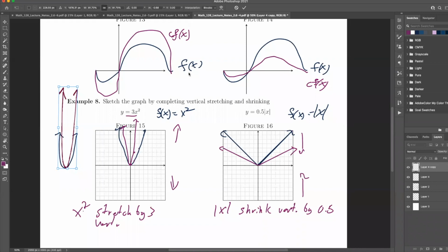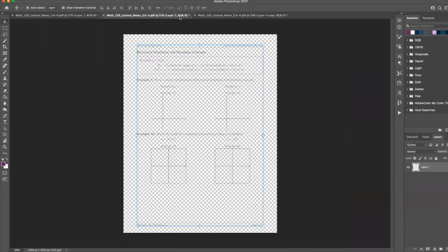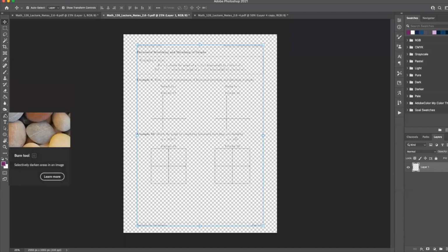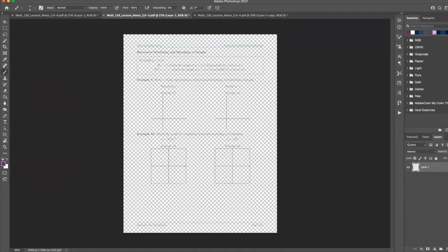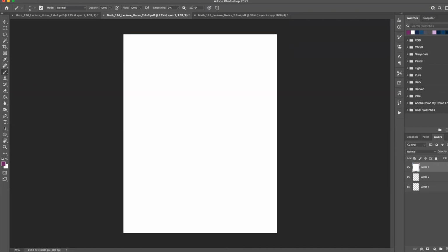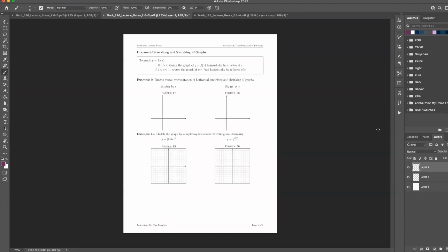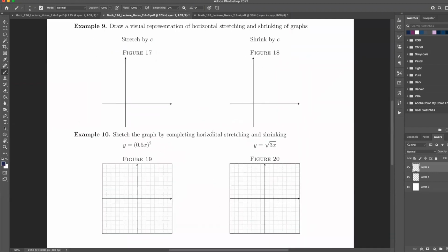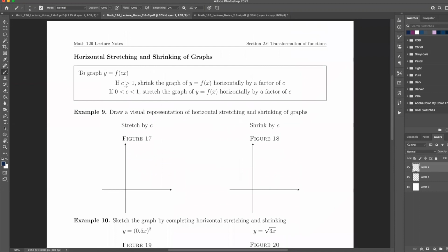It's good to have this under your belt because we're going to do the harder one now. I'm going to go back to my brush tool. Here, if C is greater than 1, I'm going to shrink the graph by a factor of C, and if C is less than or equal to 1, I'm going to stretch the graph by a factor of C.